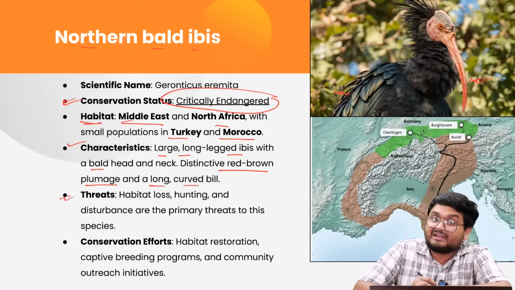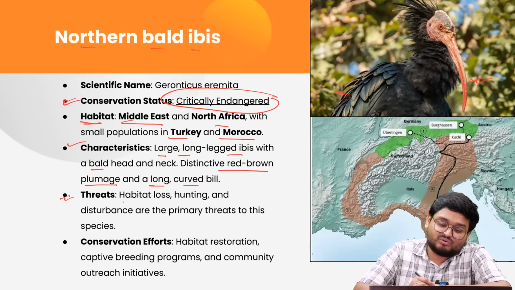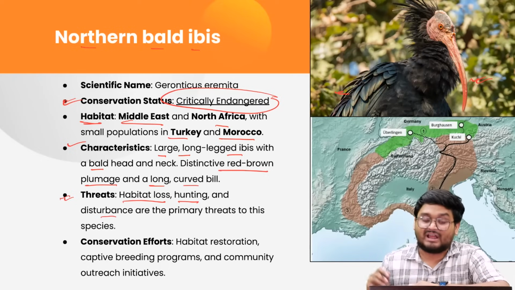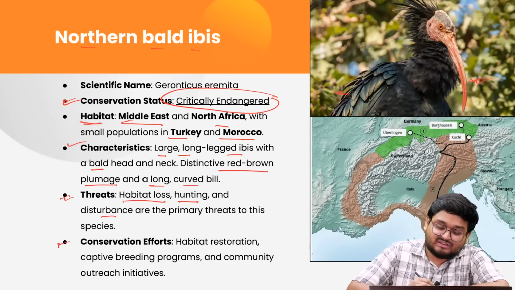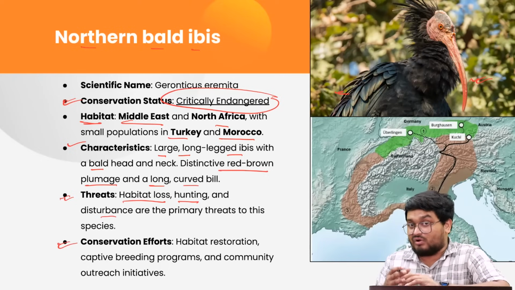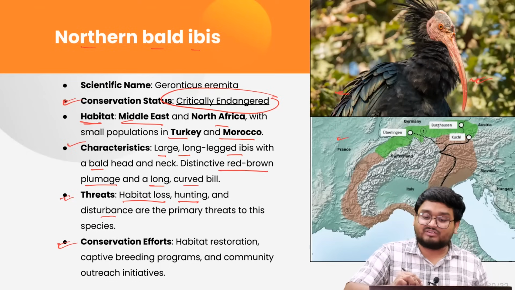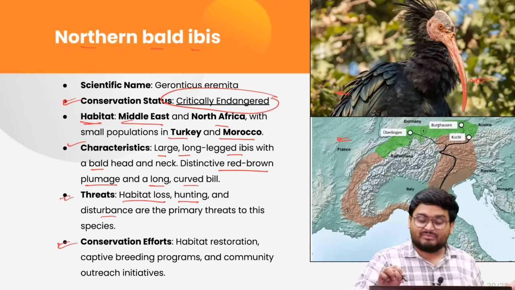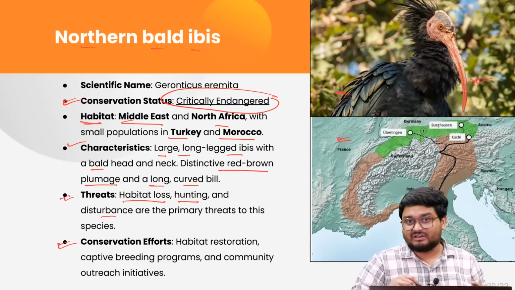The main threats that they are facing right now are habitat loss, hunting and disturbance with reference to their natural habitat. The main conservation efforts that the governments of the various countries here, as you can see on this map, are taking are captive breeding programs, community outreach initiatives, and so on.